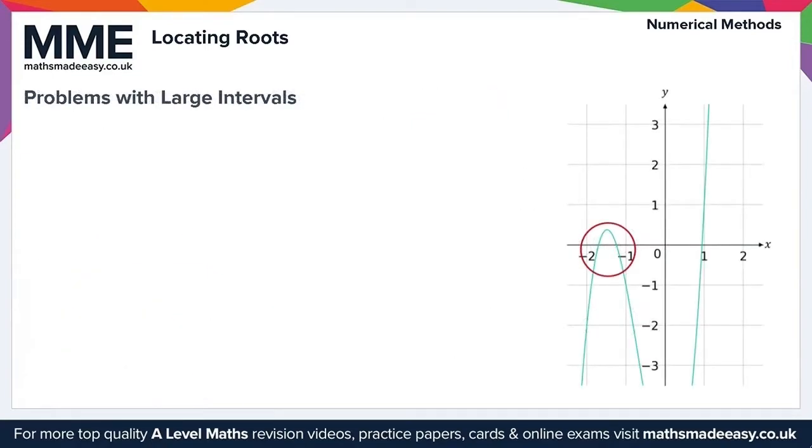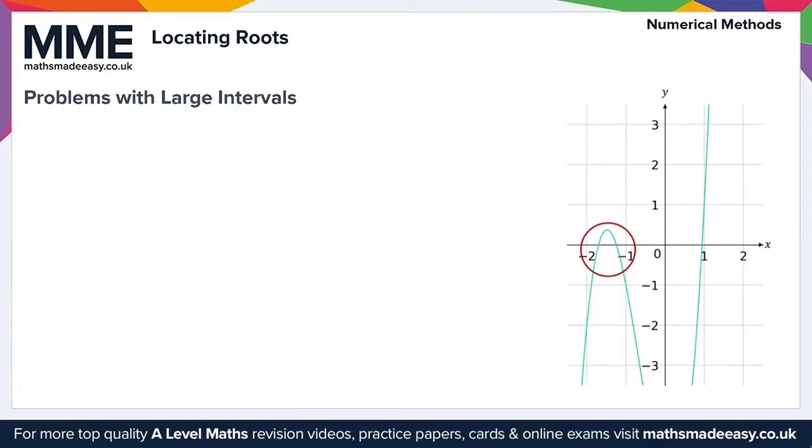Moving on now to problems with large intervals. Now when we're choosing an interval to find roots to an equation, we need to be careful that the interval is not too large. Large intervals can hide roots if there is an even number of roots in the interval, and the reason for this is because the sign would change twice within the interval, and in that case it would appear to have not changed at all.